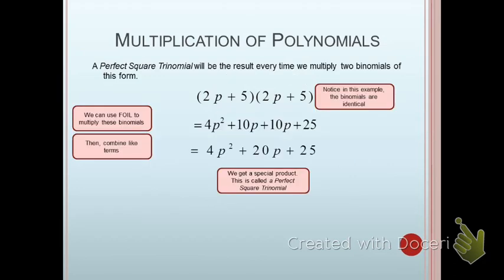Once again, we are multiplying two identical binomials, so our product will be a perfect square trinomial. We can still use FOIL. 2p times 2p is 4p squared. Our outer, 2p times 5 is 10p. Our inner, 5 times 2p is 10p. And our last, 5 times 5 is 25. We can combine our inner and outer terms. 10p plus 10p is 20p. So the resulting product is 4p squared plus 20p plus 25.